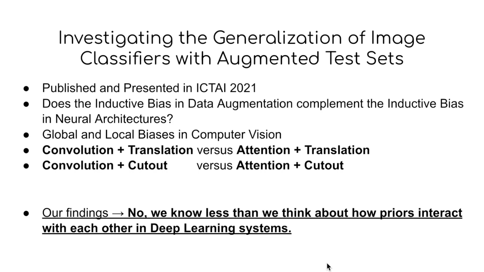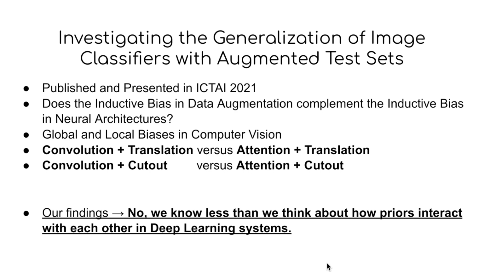The first paper I published in the fall 2021 semester was investigating the generalization of image classifiers with augmented test sets. This paper was published and presented in the IEEE ICT AI Conference 2021. The core question motivating this paper is, do the inductive biases in data augmentation complement the inductive biases in neural architectures? Particularly, we define these biases as global and local spatial biases in computer vision.